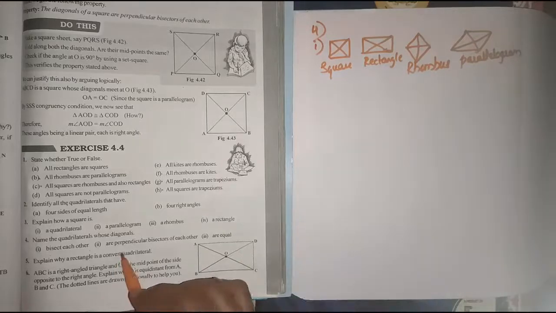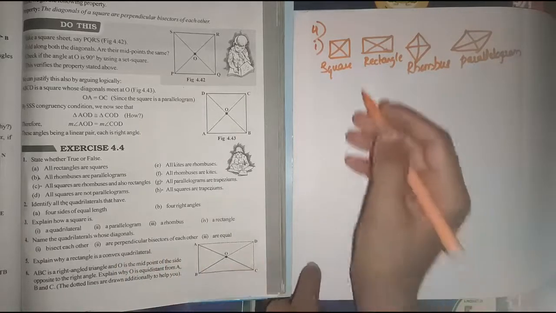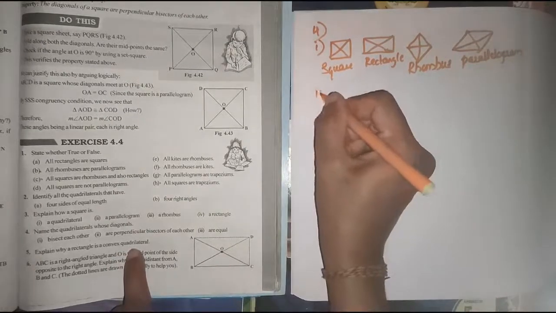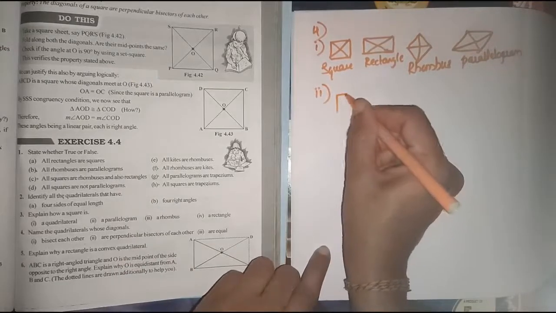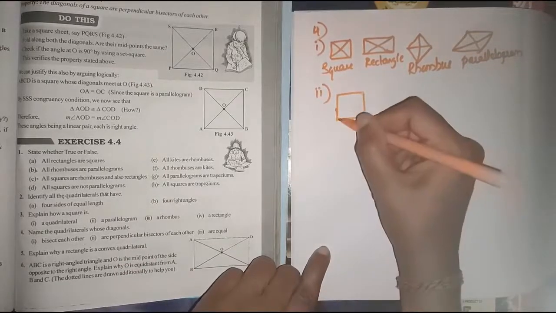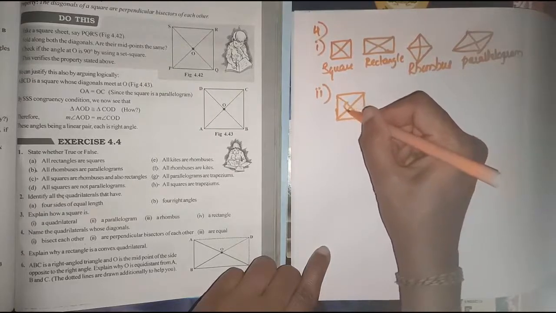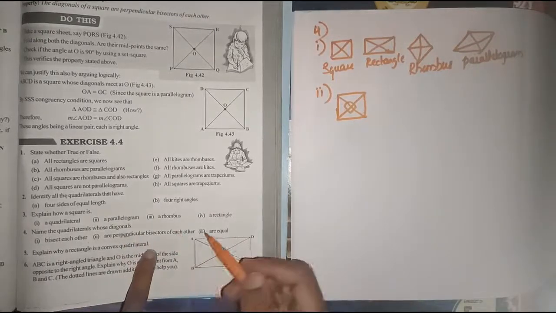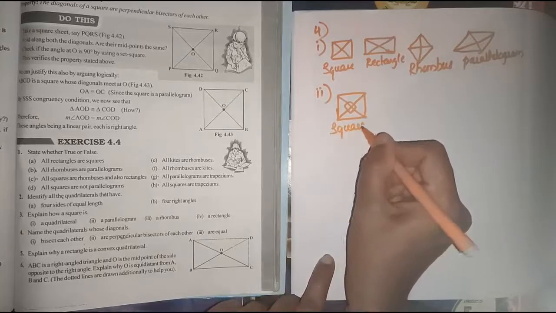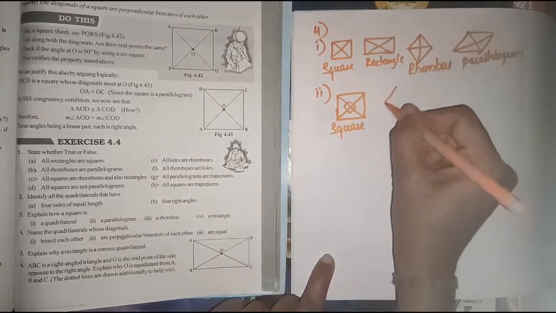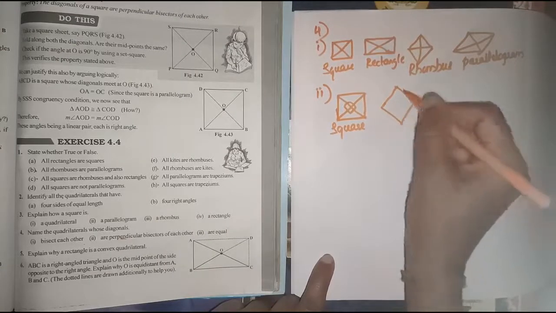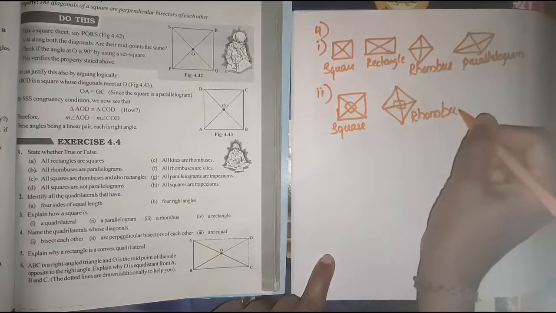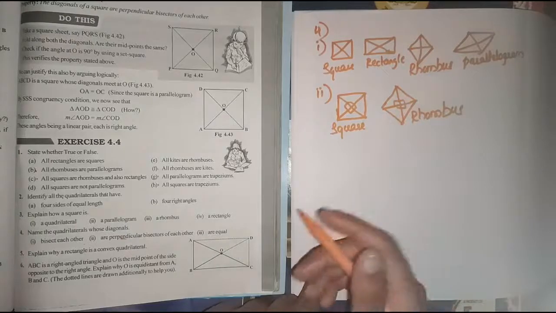Then next, perpendicular bisector of each other. So here in square, when diagonals bisect, they are perpendicular. They bisect perpendicularly, it means they perpendicularly bisect each other. In square, the diagonals bisect at right angles. In rhombus also, they bisect at 90 degrees. In these two quadrilaterals, we can see the diagonals are perpendicular to each other.